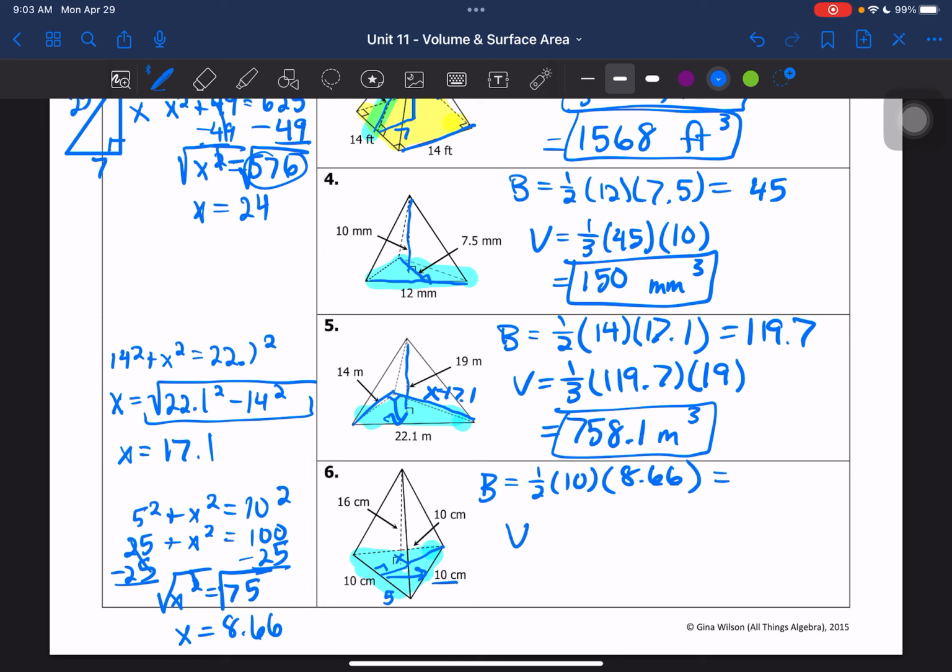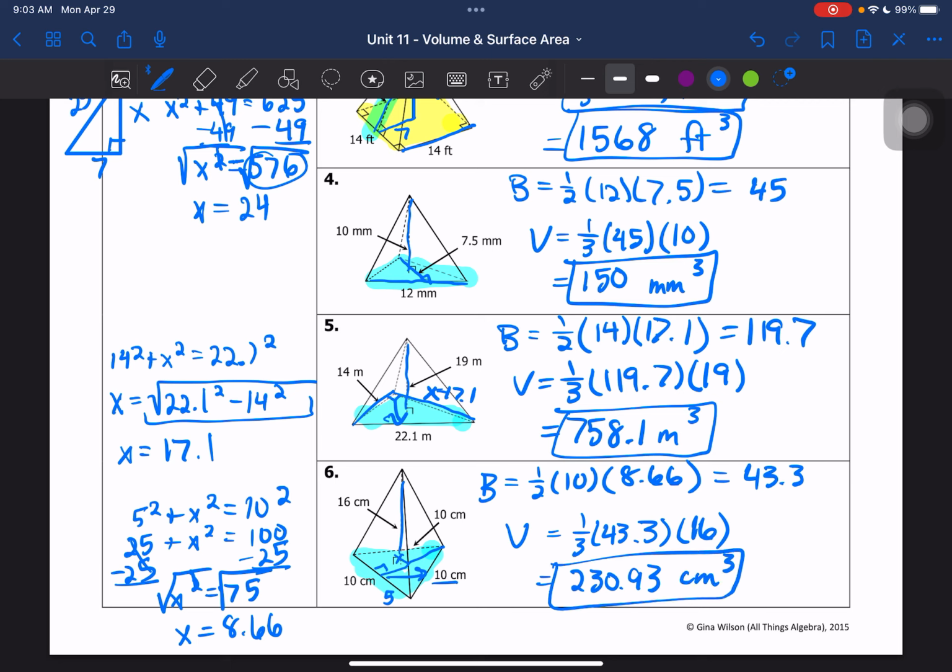And then that gives us our area of the base. That comes out to 43.3, and now we can say 1/3 times 43.3 times the height of the pyramid, which is this line, the 16. So this would give us our volume, 230.93 centimeters cubed.